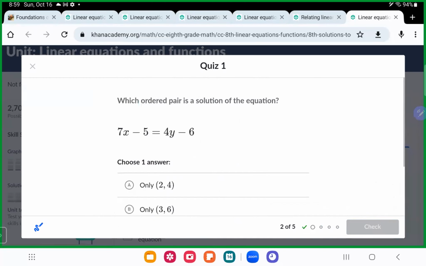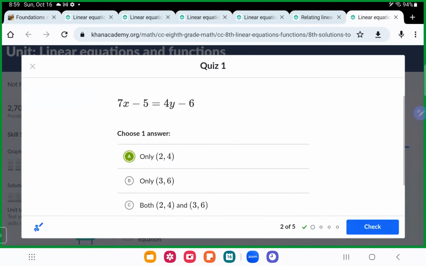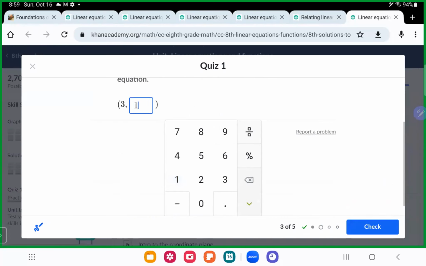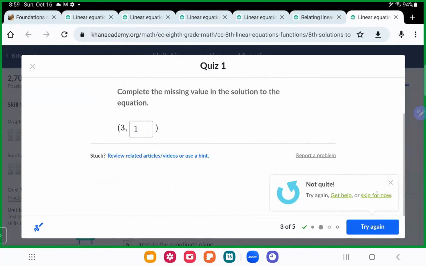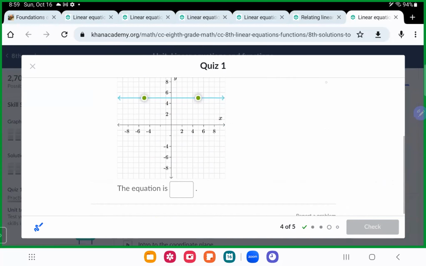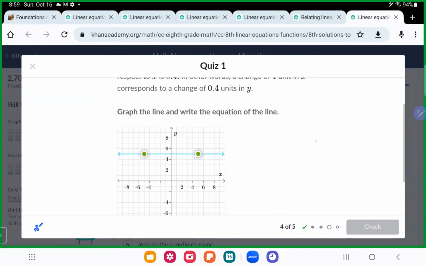Which ordered pair is the solution? So we did this earlier, so I'm just skipping that. We did this one last video as well, so I'm skipping that. Okay, and I just did this one. Whoa. Okay, it's a little different.